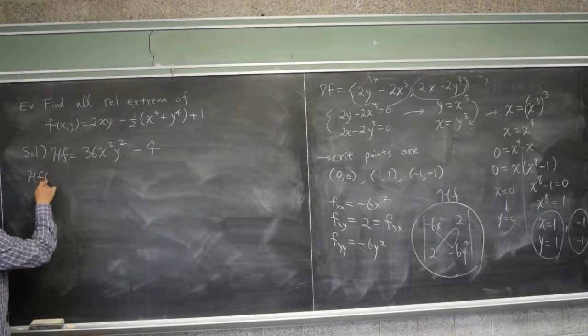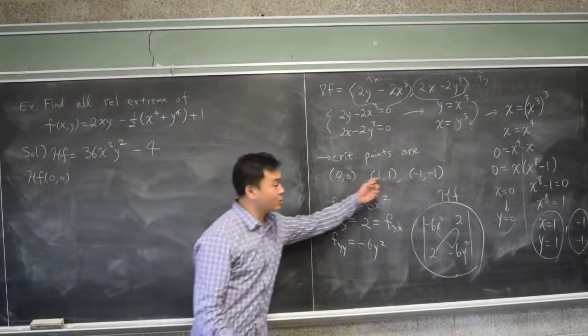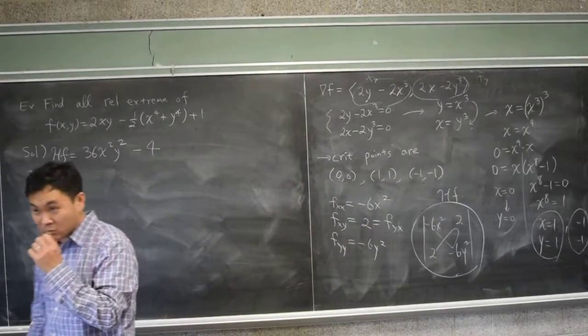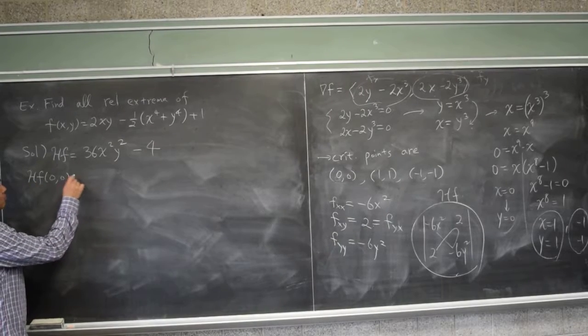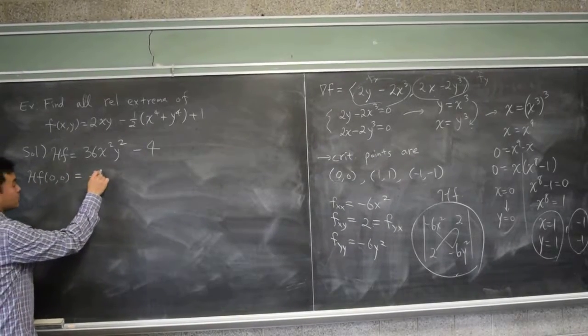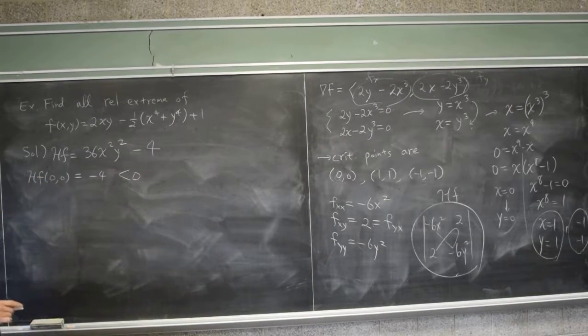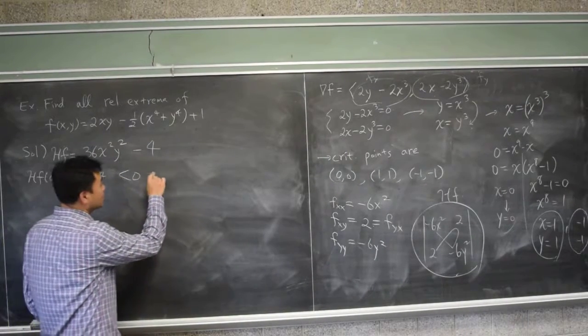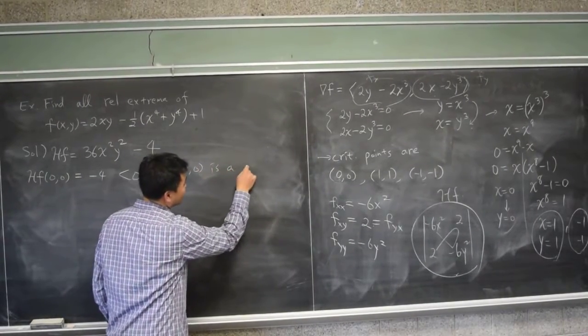H of f at 0, 0. That's the first critical number, right? For each of the critical points, you have to calculate the Hessian. What's H of f at 0, 0? Negative, which means it's changing. So 0, 0 is a saddle.